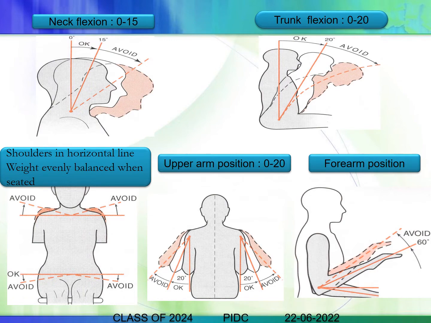The neck flexion can be around 0 to 15 degrees, not more than that. The trunk flexion can be 0 to 20 degrees, not more than that. The shoulders are in a horizontal line and the weight is evenly balanced, not sitting on one side. And the upper arm position should not be more than 0.